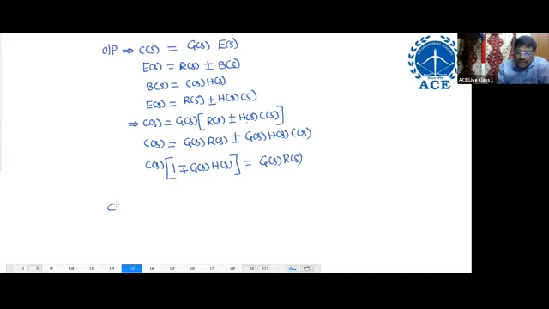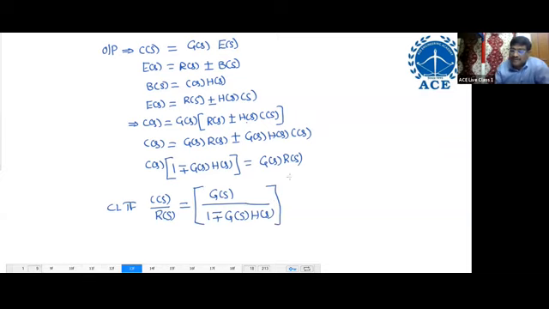Now find the closed loop transfer function. Closed loop means input R(S), output C(S). So C(S)/R(S) equals what? G(S) by 1 minus or plus G(S)H(S). This is the closed loop transfer function.